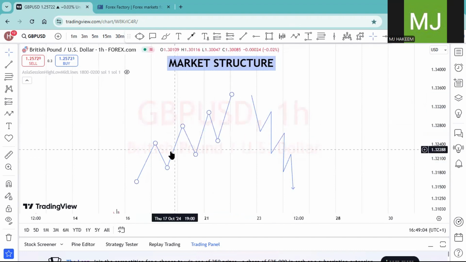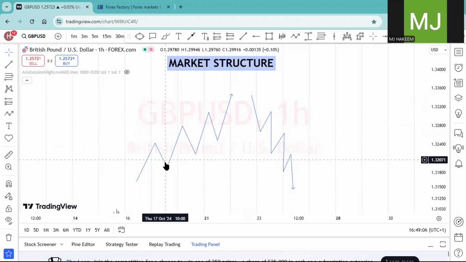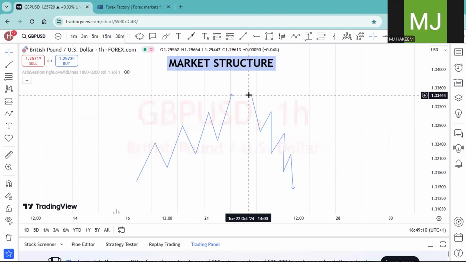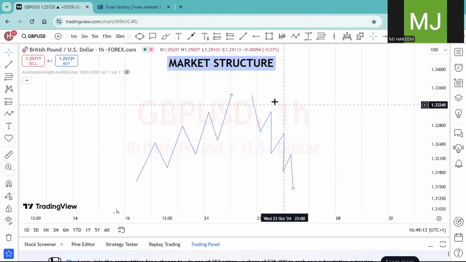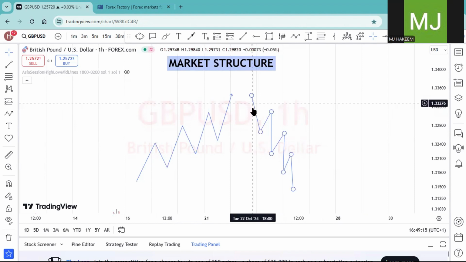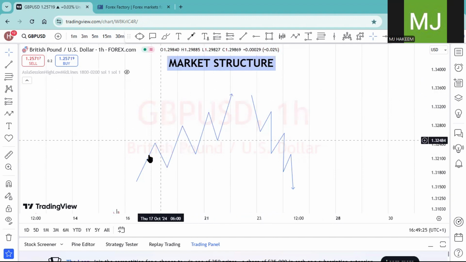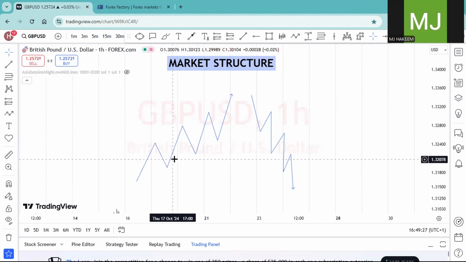We all understand market structure basically as this: higher highs, higher lows, higher highs, higher lows if the market is going up. And if the market is coming down, we understand that the market is forming lower lows and lower highs to the downside. Now, in real time, if you check your chart, it is never like that in the financial market. It is never as simple or as straightforward as this.